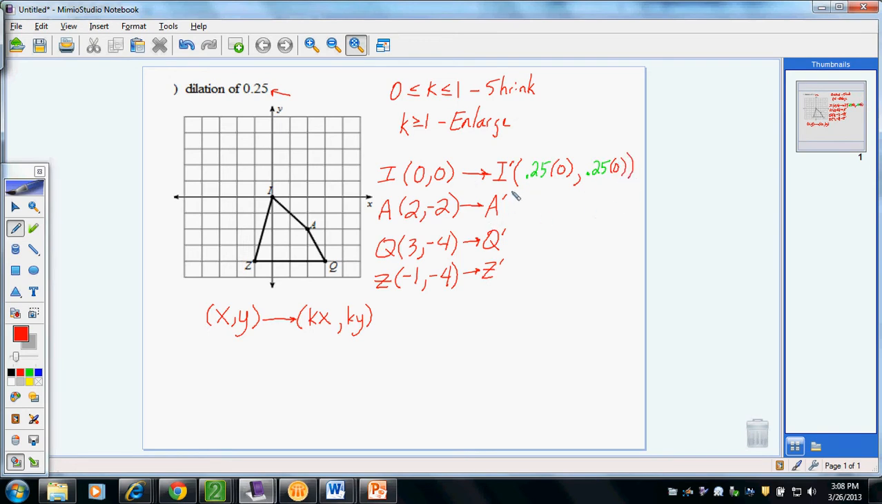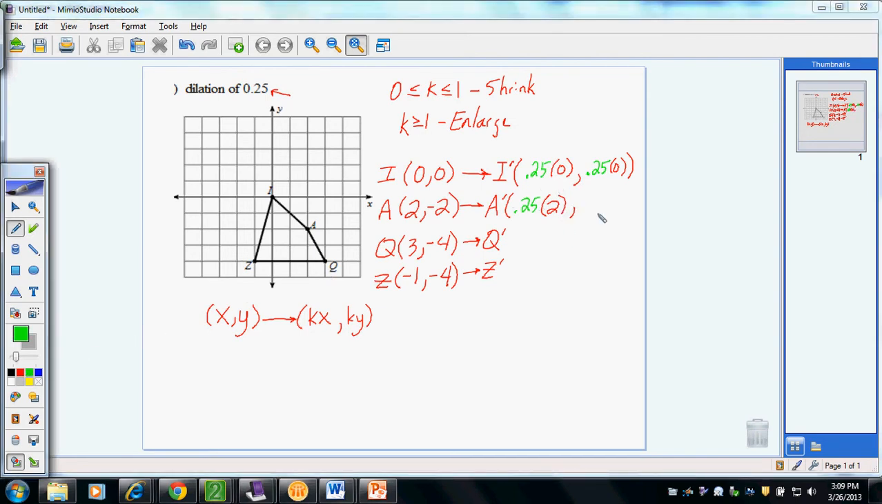Okay, so let's look at A prime. Again, we have our scalar 0.25, and we're multiplying that to our original x, which is 2. Again, our scalar 0.25, and we're multiplying that to our original y, which is negative 2. Okay, and we'll do that for each one of these prime values, our images right here.